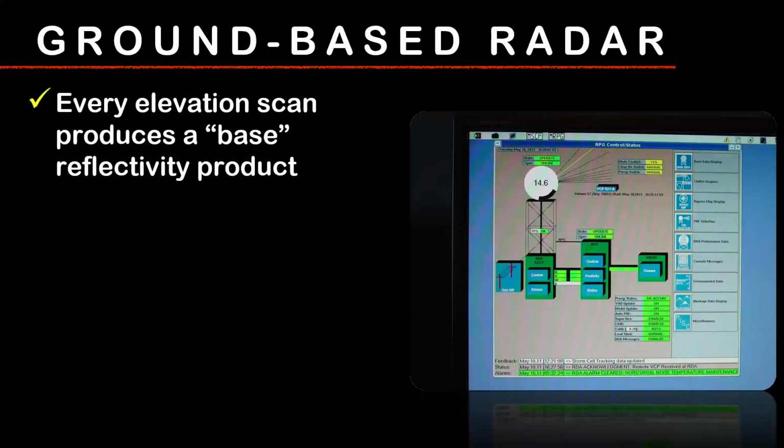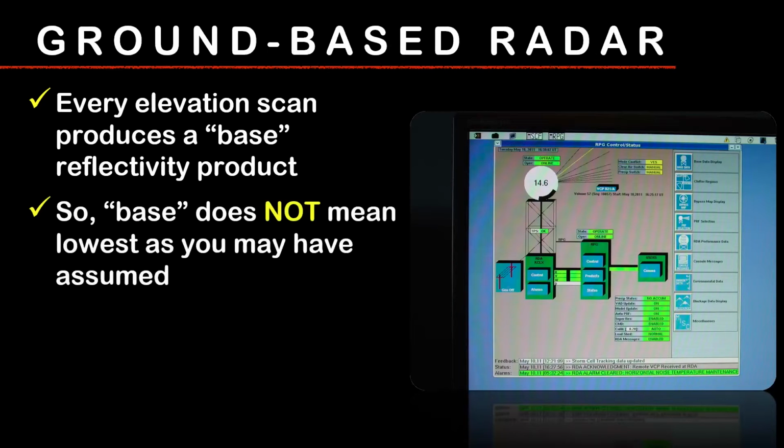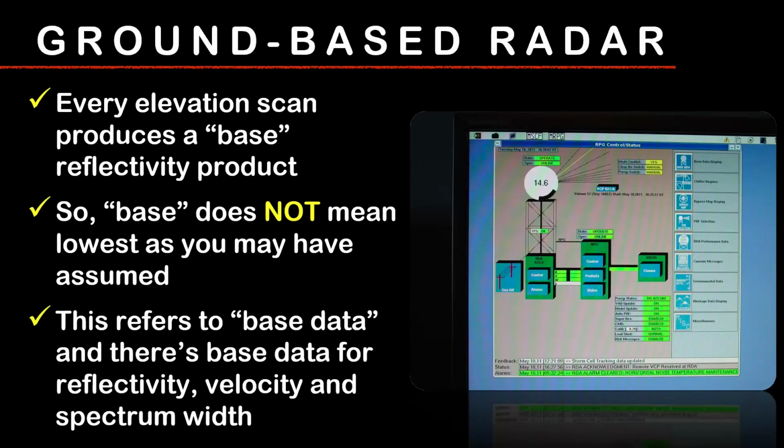And so every elevation scan from the lowest all the way up to the highest produces what's called a base reflectivity product. So you may have been taught when you say, hey, I want to look at base reflectivity, you think it's lowest. The term base does not mean lowest in this particular case. That's because every elevation scan has base data associated with it, whether it's reflectivity data, velocity data, or what's called spectrum width. All these have base data associated with it.